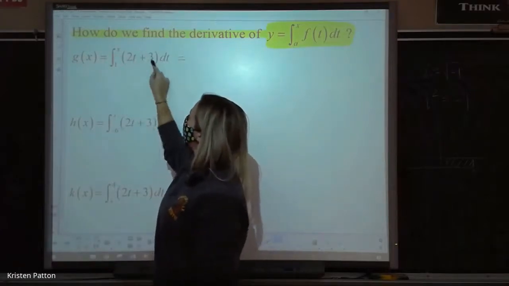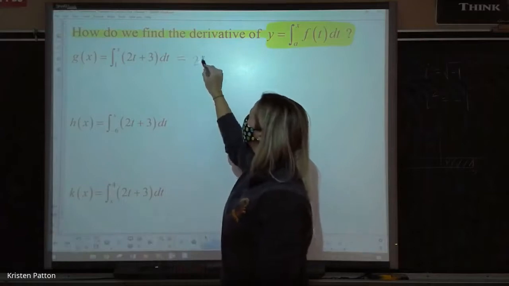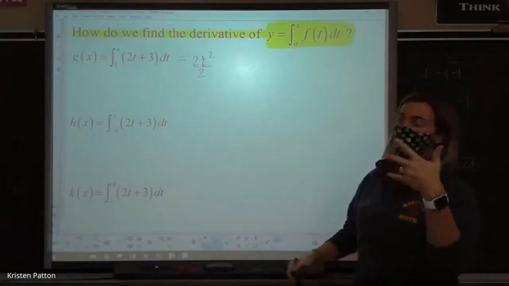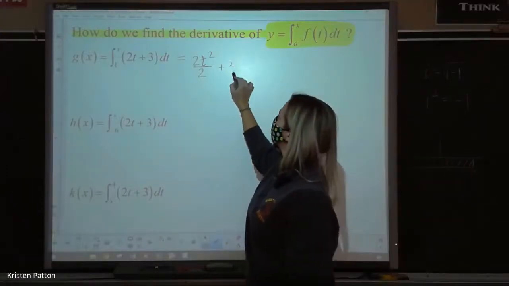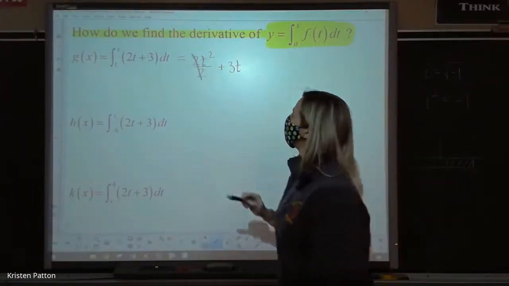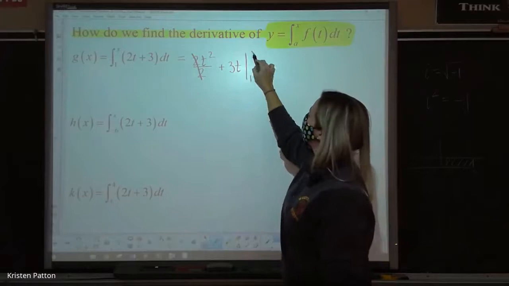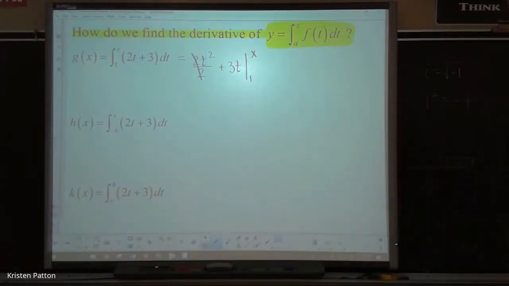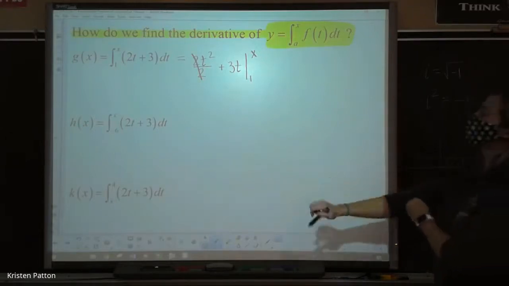If I take the antiderivative, I get 2t squared divided by 2, right? I add 1 to the exponent, divide by the new exponent, plus 3t. And we'll evaluate that from 1 to x, because at this point, it's the only thing we know how to do. If the function has an integral in it, let's evaluate the integral, even though the integral has a variable. We'll come back to that.